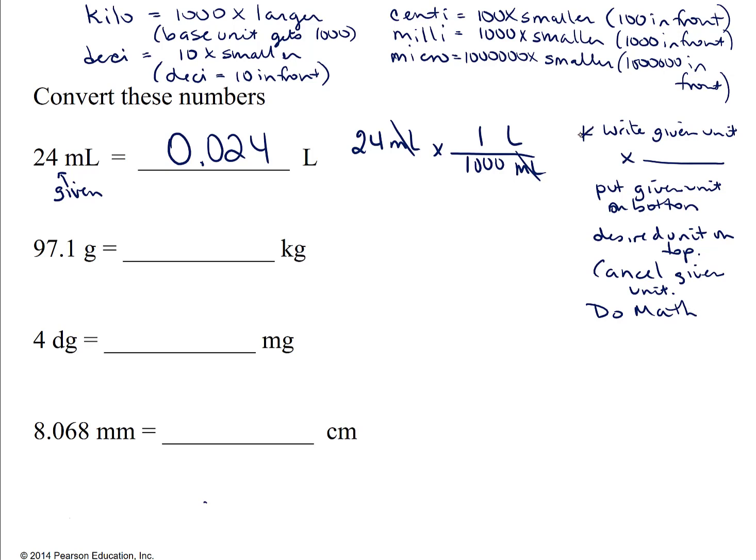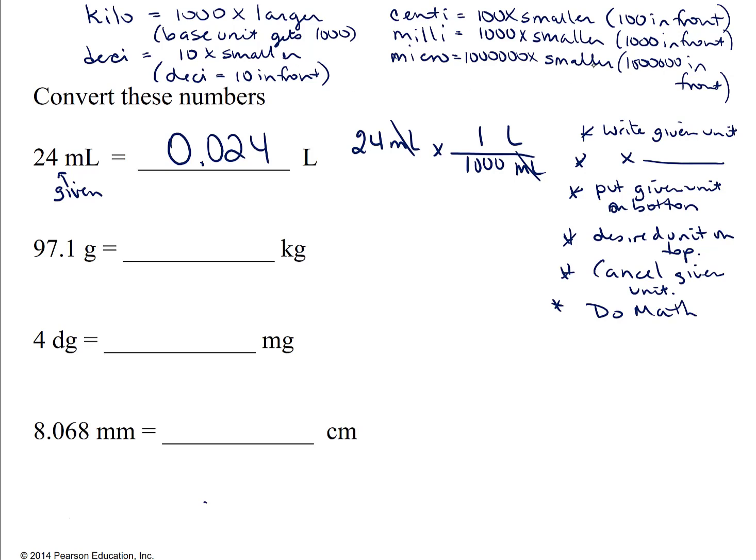With all of them, you always write the given unit first, then put times in a line. Put your given unit on the bottom, underneath the line. Put the desired unit on the top. Figure out what the ratio is. Whichever one has a prefix, you've got to figure out what's the equivalent between my given unit and my desired unit. That'll allow the units to cancel. Then you just have to do the math.